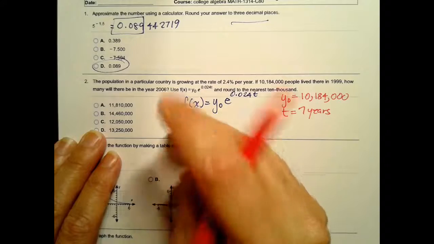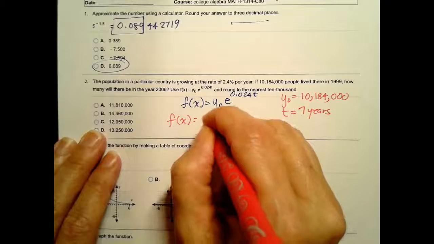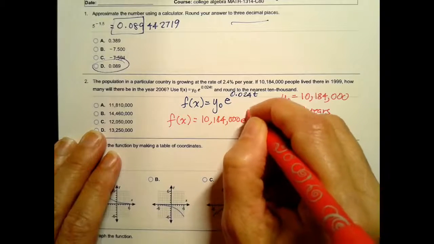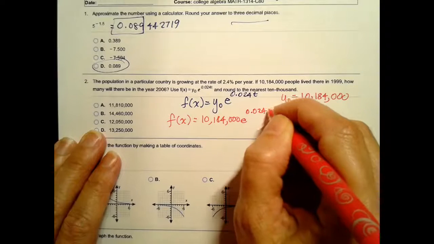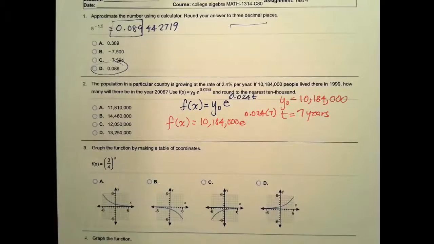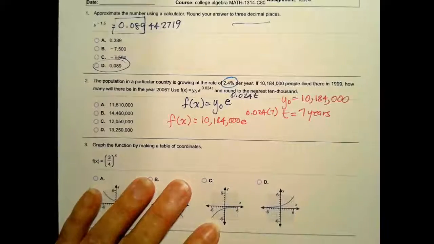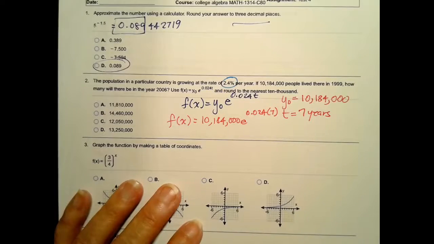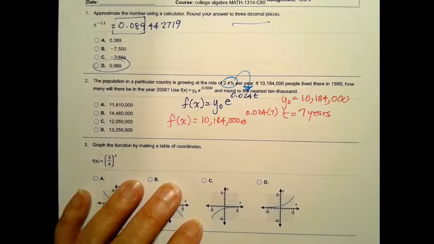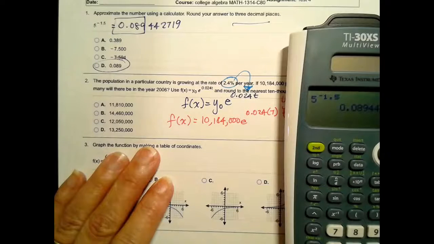So f(x) is going to be equal to 10,184,000 e raised to the 0.024 times 7. I do want you to notice something on this one, because we're going to have to use this formula again a little later. But notice your percent right there. Your rate per year is 2.4. And I want you to notice what's right there multiplied times the t in your power. Okay, so that's important, and we will use that again.